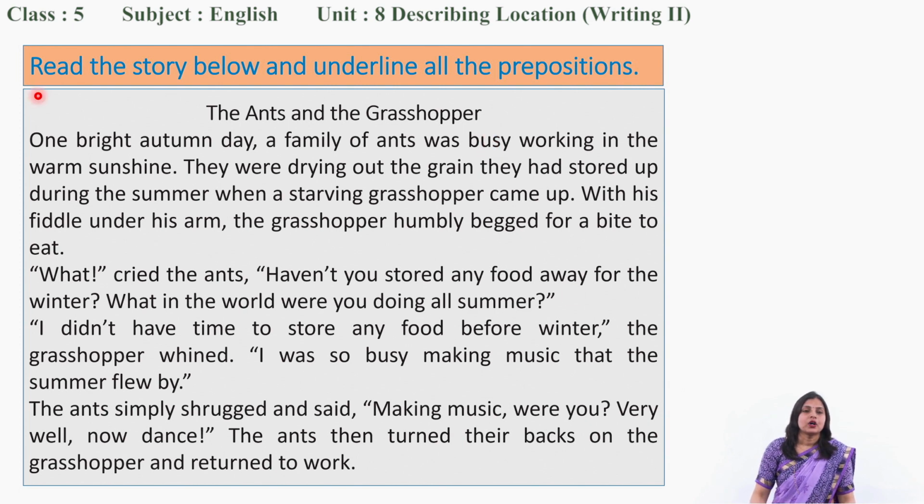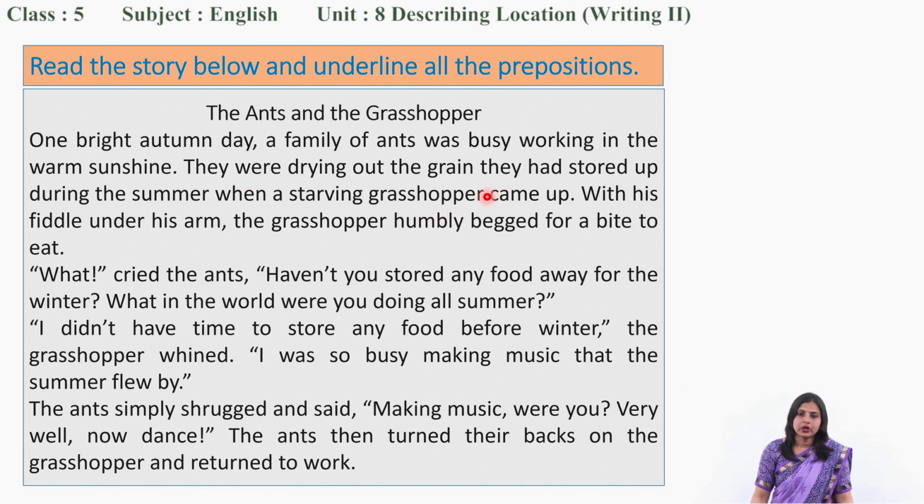Okay. One bright autumn day, a family of ants was busy working in the warm sunshine. Okay. Who were busy? Ants were busy. You know, ants are very hard working animals, very much laborious one. That's why whenever you are given the example, ants are mentioned about hard working, laborious. They do their work on time and very properly. So a family of ants was busy working in the warm sunshine.